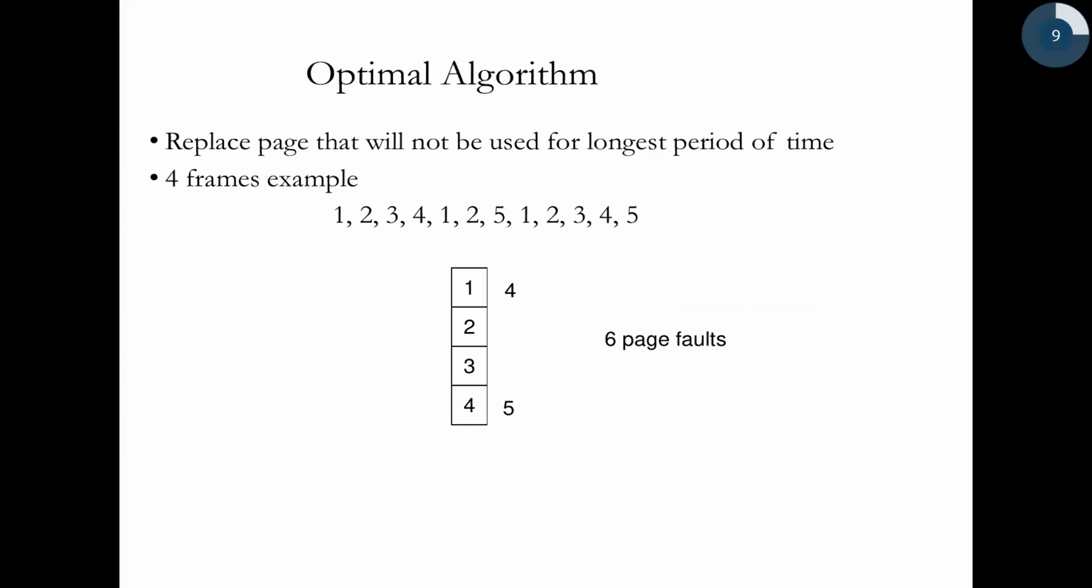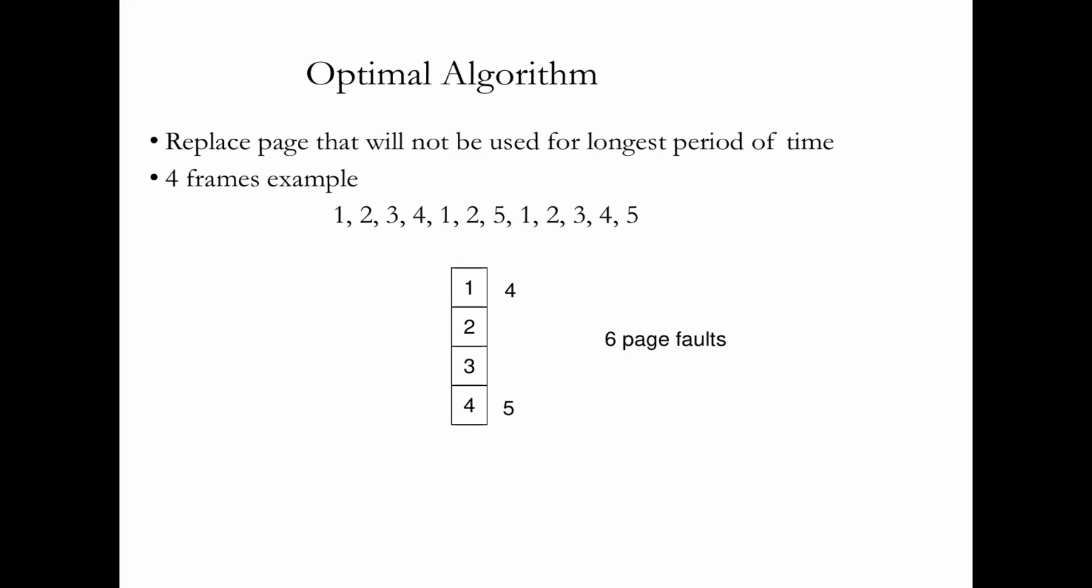So let's see what the optimal algorithm is. The problem with optimal algorithms is that even though they exist, they are not practical. Why is that not practical? Typically because they rely on knowing the future, and I don't know the future. When I reference a page, I cannot predict what page will cause a page fault next. I would have to look at the program, and that's practically impossible. So the idea here is to replace the page that will not be used for the longest period of time.